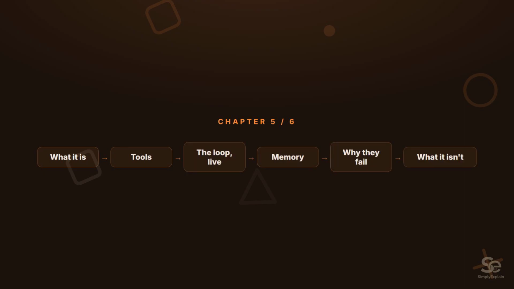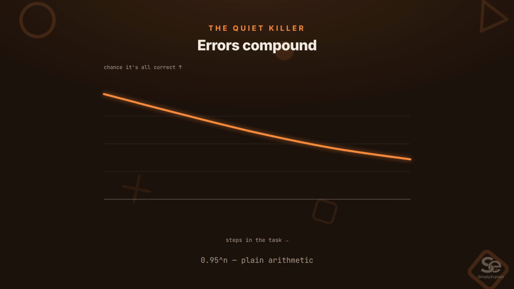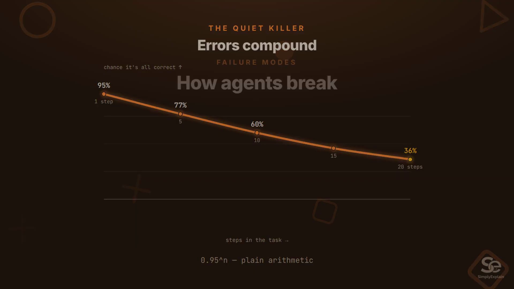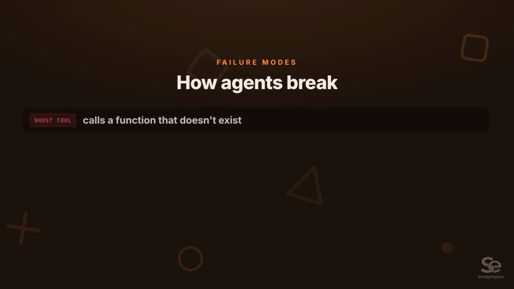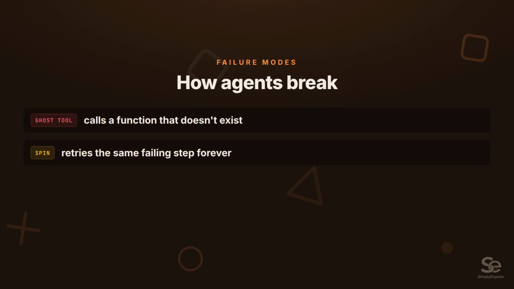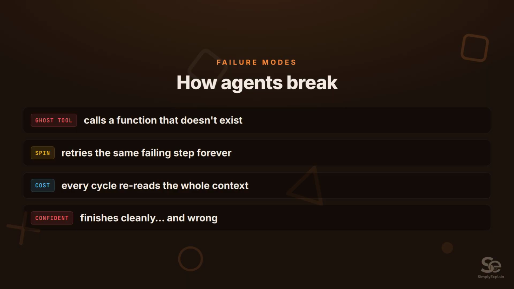Chapter 5. Why do long tasks go so wrong? Here's the quiet killer. Simple arithmetic, not a benchmark. Say each step is 95% reliable. After 5 steps, 77%. After 10, 60%. After 20 steps, 36%. Errors compound. And the failure modes are predictable. Calling a tool that doesn't exist. Retrying the same failing step forever. Costs climbing as every cycle rereads everything. Or finishing confidently and wrong.